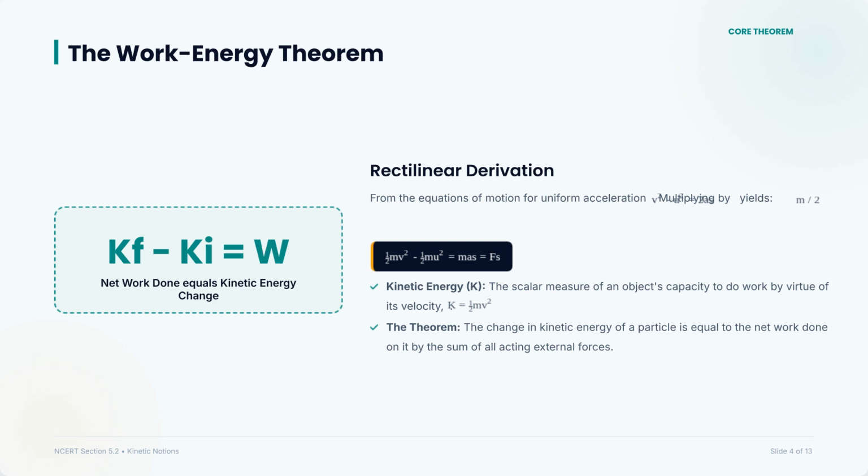The work-energy theorem is a core principle in physics. It states that the net work done on a particle is equal to the change in its kinetic energy. Kinetic energy itself is a scalar measure of an object's capacity to do work based on its velocity.